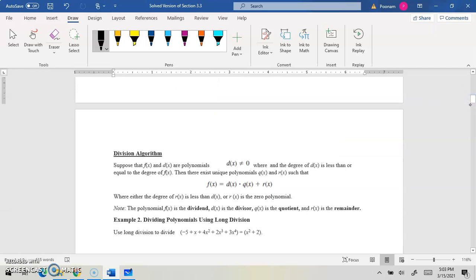So this is the division algorithm. So this is the polynomial you were dividing with, divisor, the quotient and the remainder. Dividend is equal to divisor times quotient plus remainder.